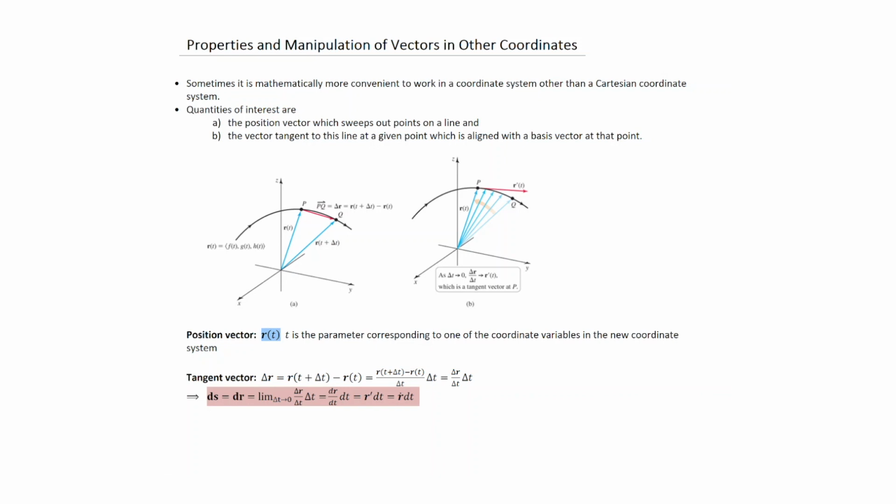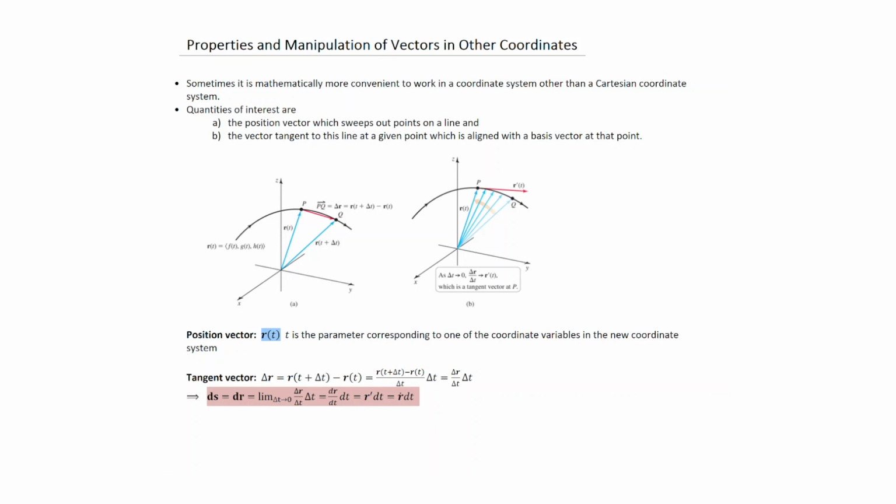And so our starting point basically is to determine a position, to work with position vectors. Sometimes it's mathematically more convenient to work in a coordinate system other than a Cartesian coordinate system. The reason is that things are simpler, and also we're invoking symmetry. We're using the symmetry and then basically simplifying the problem.